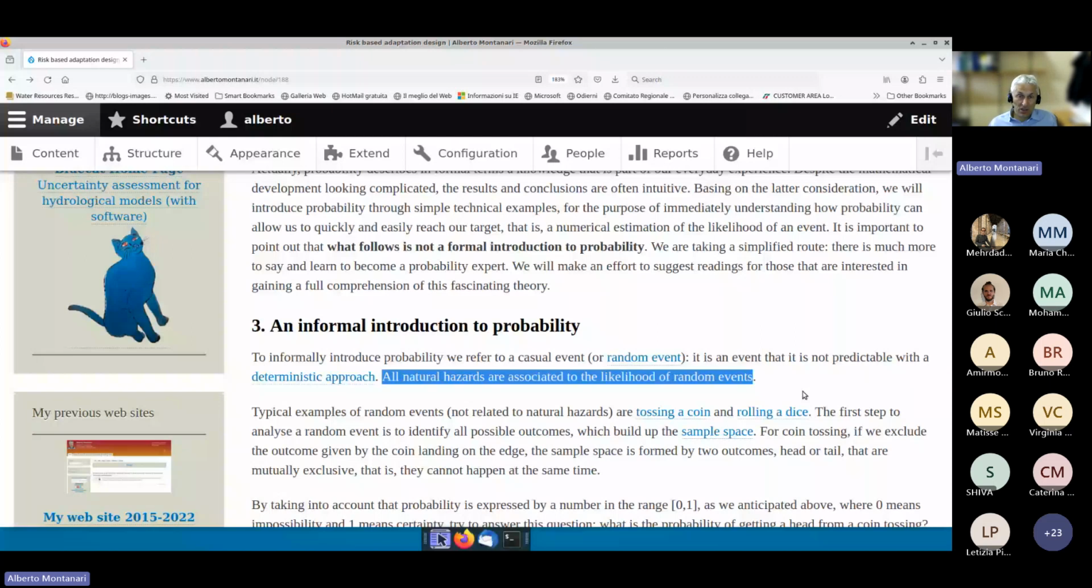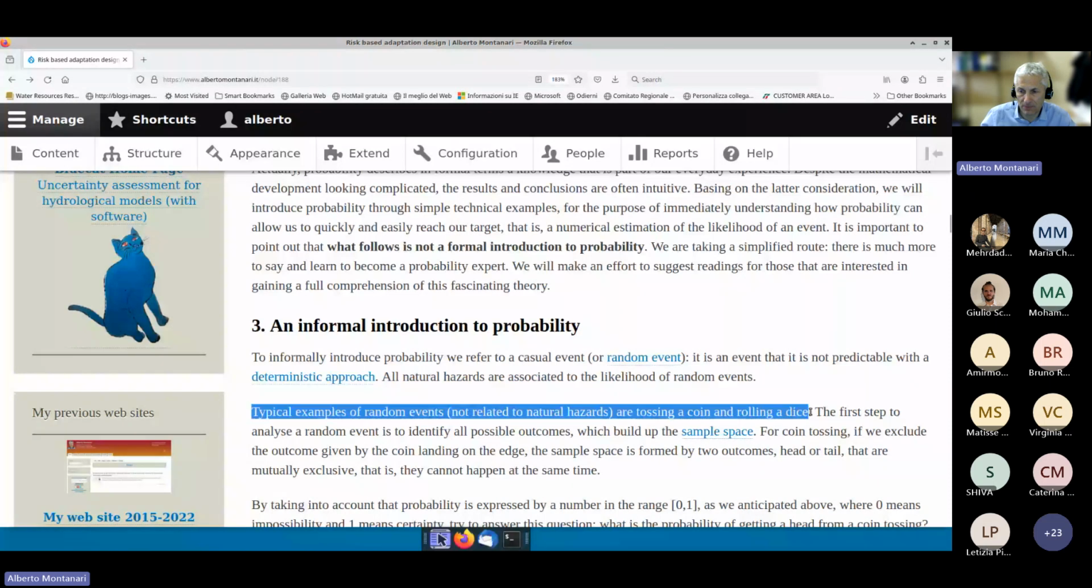Climate change is for sure random. We don't have certainty. If you look at climate scenarios, we have already seen that we have several projections, and each projection is indicating a different trajectory. It's random. So typical random events that are not natural are tossing a coin or rolling a dice.